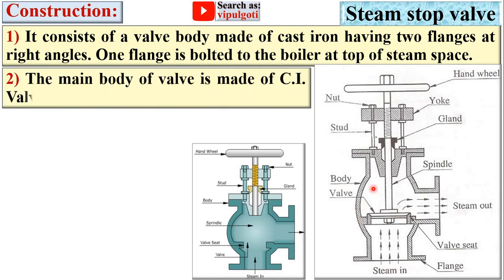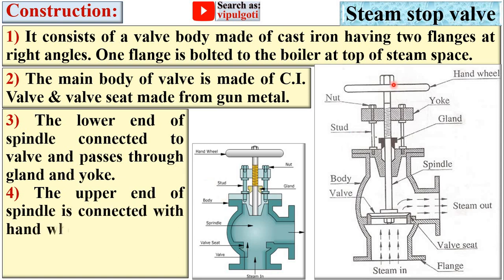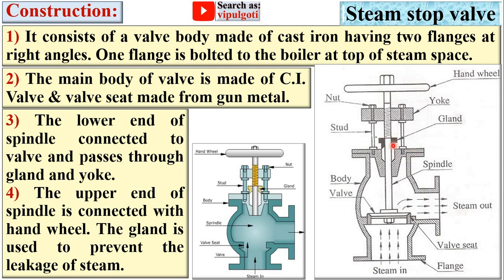The main body of the valve is made of cast iron, whereas the valve and valve seat are made from gunmetal. The lower end of the spindle is connected to the valve and passes through the gland and yoke. The upper end of the spindle is connected with the hand wheel. The gland is used to prevent leakage of the steam.